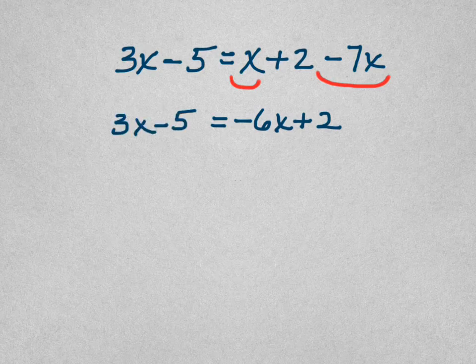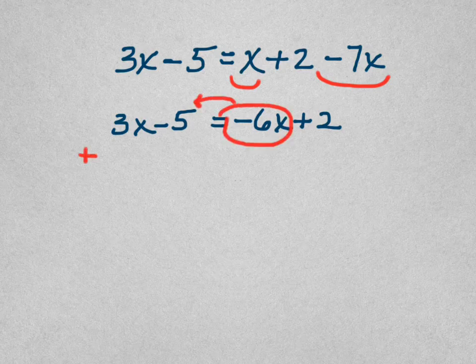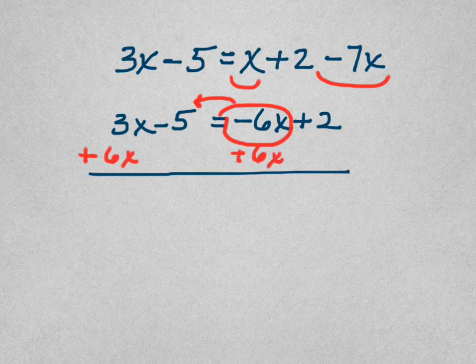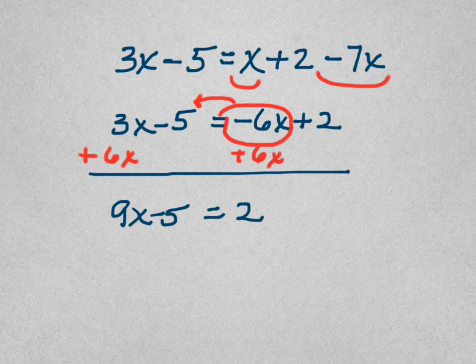And if I just copy down on my left-hand side 3x minus 5, now I have a new equation to deal with, and I observe it. I look at it to see what I need to do, and I'm going to take the negative 6x over to the left-hand side. You can do it the other way if you want. It doesn't matter. It just means that you might have an extra step in getting rid of a negative sign. So I'm going to move my negative 6x over to the left by adding 6x to both sides. So I'm going to have 9x minus 5 equals 2.